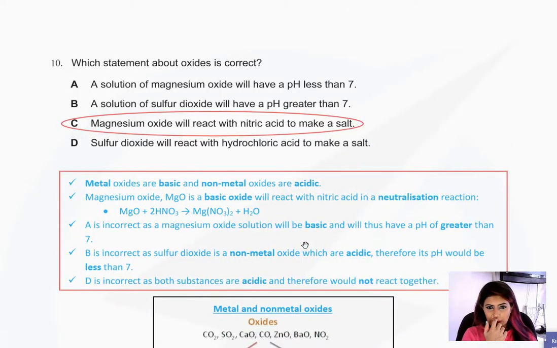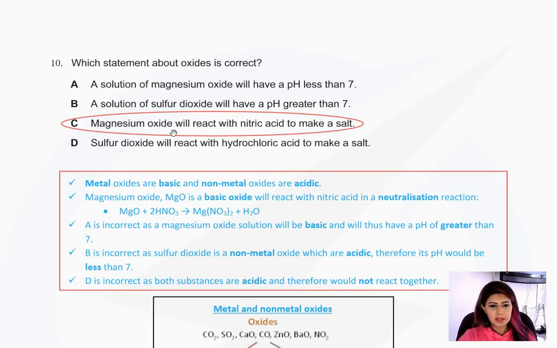10. Which statement about oxide is correct? A solution of magnesium oxide has a pH less than 7. Less than 7 is acidic. This is a basic oxide. It can't be acidic. It has to be greater than 7 because it's basic oxide. Sulfur dioxide is acidic because it's a non-metal. If it is acidic, it can't have a pH which is greater than 7. It has to be less than 7.